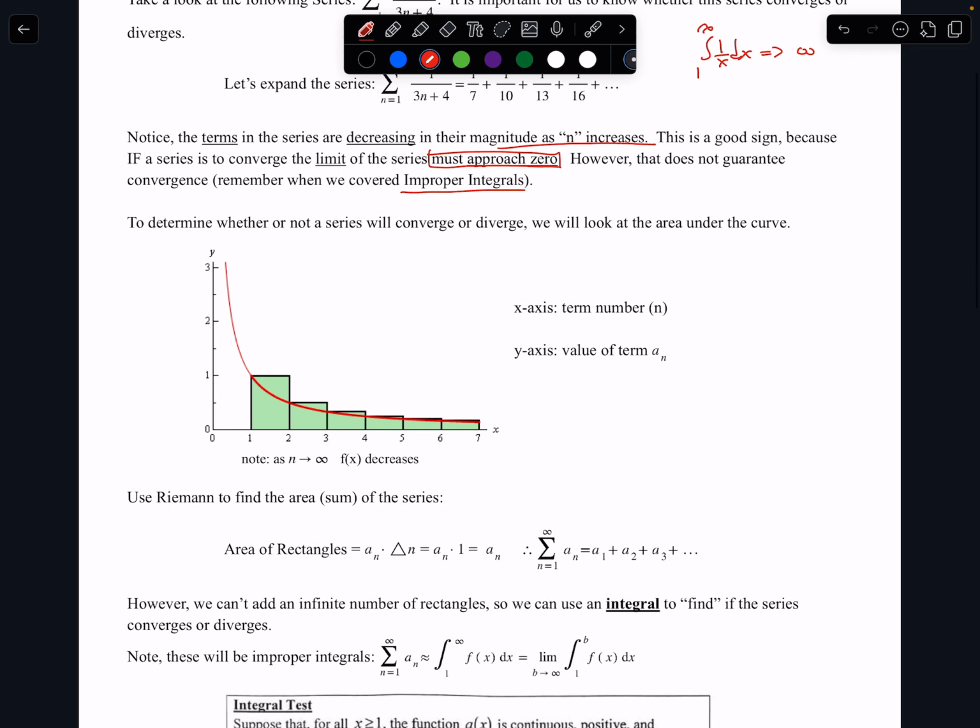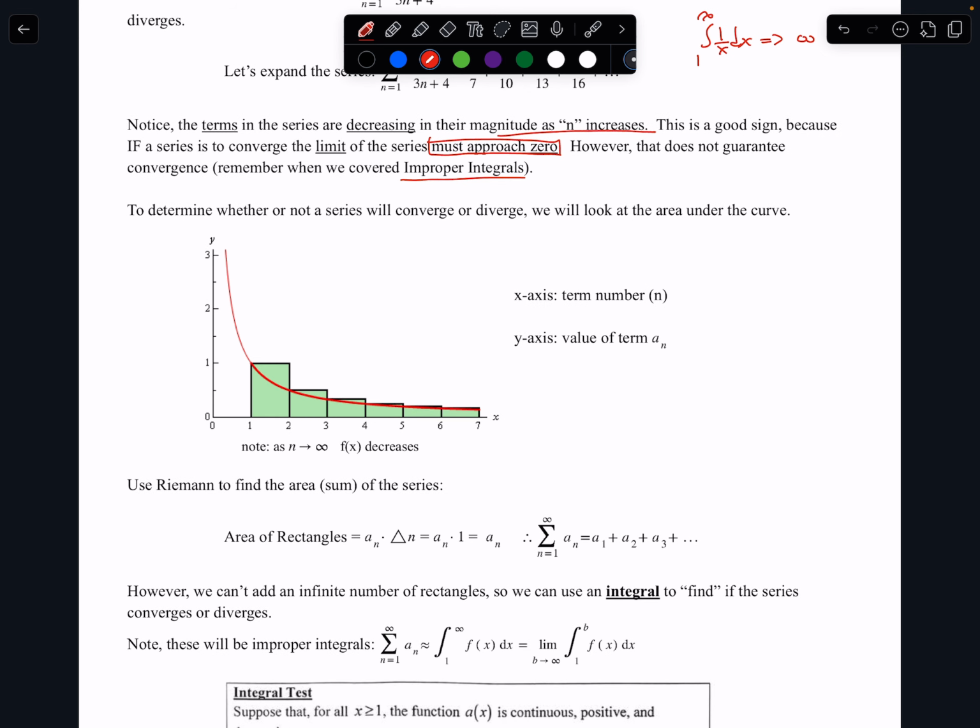So for all series, we just want to know if they converge or diverge. To do this, and you saw in my previous video we had something very similar, we look at the area under a curve. What we have here is a function with a Riemann sum. And if you notice, the values here are decreasing. They're getting smaller and smaller. We're going to use Riemann sums to find the area of that series, because if that area converges, then we know the series has to converge. And that's kind of the rule.